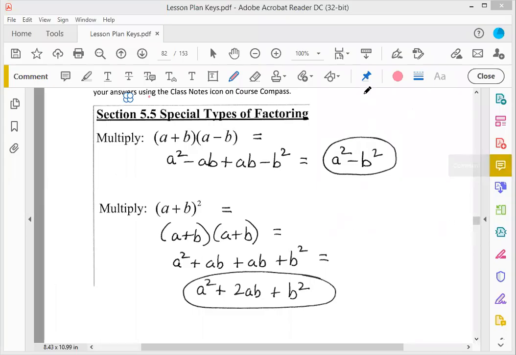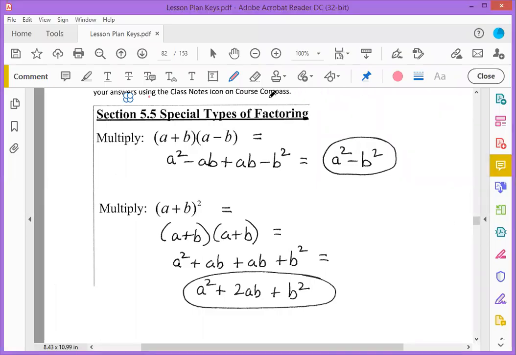All right, this video will cover notes for section 5.5, which deals with special types of factoring. In this first example, we are asked to multiply a plus b times a minus b. We're going to multiply using the same method that we used in our previous section, the FOIL method.